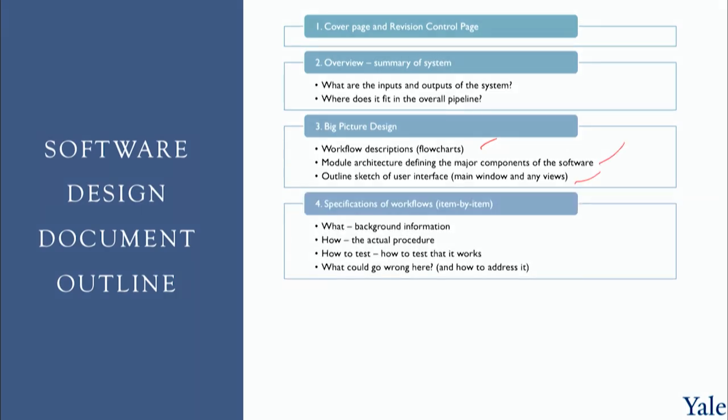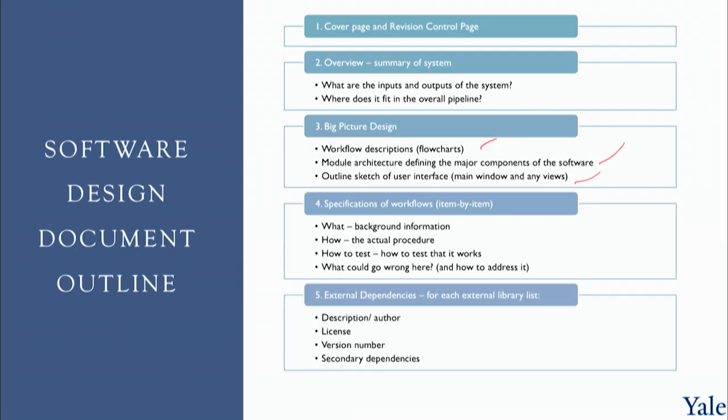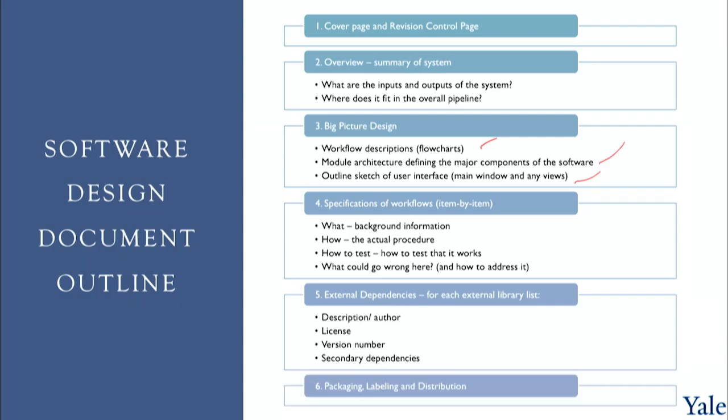And then we'll have the specification of the workflows, item by item, the steps. And I like to break that down into the what, the how to test, and what could go wrong here. We'll come back to this and show an example later. And then finally, we'll talk about the external dependencies. For each library, we'll list its description, the author, the license, the version number, and any secondary dependencies this introduces. The last step, and we're just going to show a very cursory outline for this, is things like packaging, labeling, and distribution. You need to be mindful of this as you design software. We will not spend a lot of time on this last section.